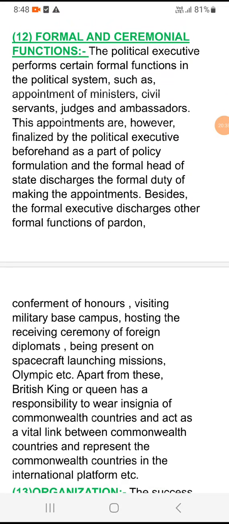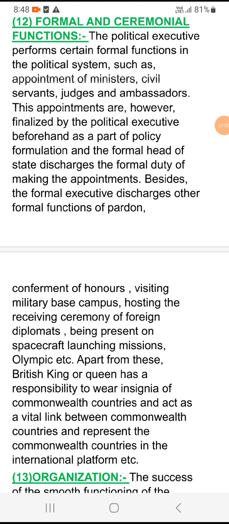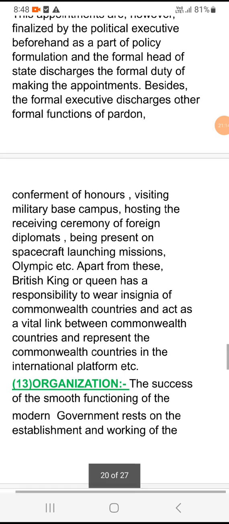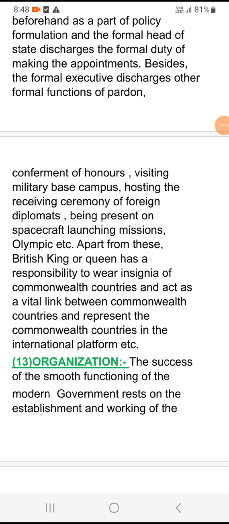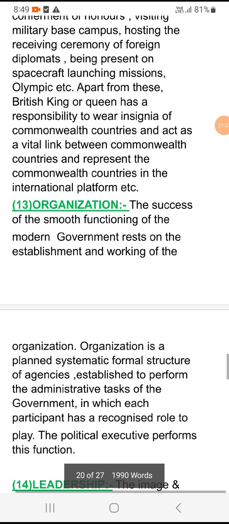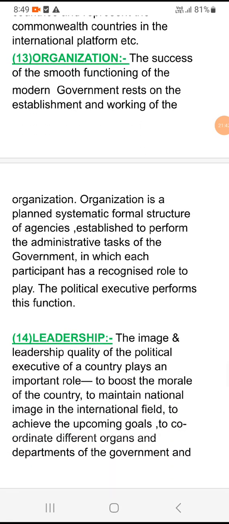Number 12. Formal and ceremonial functions. The political executive performs certain formal functions in the political system, such as appointment of ministers, civil servants, judges, and ambassadors. The appointments are, however, finalized by the political executive beforehand as a part of policy formulation, and the formal head of the state discharges the formal duty of making the appointments. Besides, the formal executive discharges other formal functions of pardon, conferment of honors, visiting military base campus, hosting receiving ceremony of foreign diplomats, being present on spacecraft launching missions, etc. Apart from this, the British King and Queen have a responsibility to wear insignia of Commonwealth countries and act as a vital link between Commonwealth countries and represent Commonwealth countries in the international platform, etc.